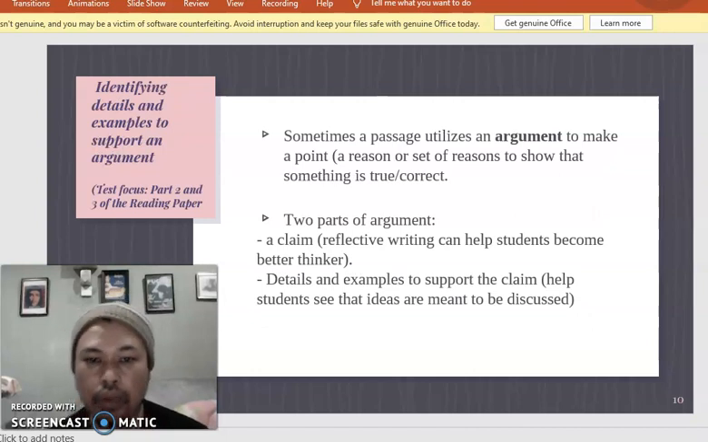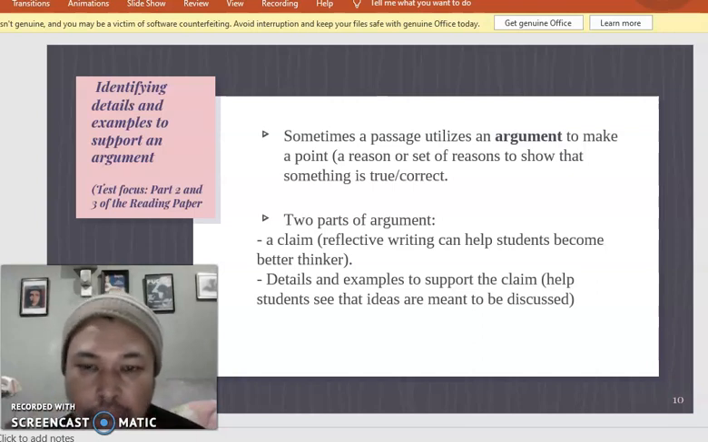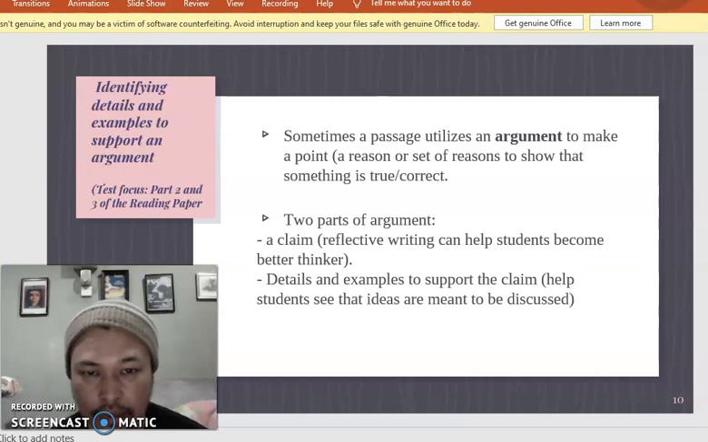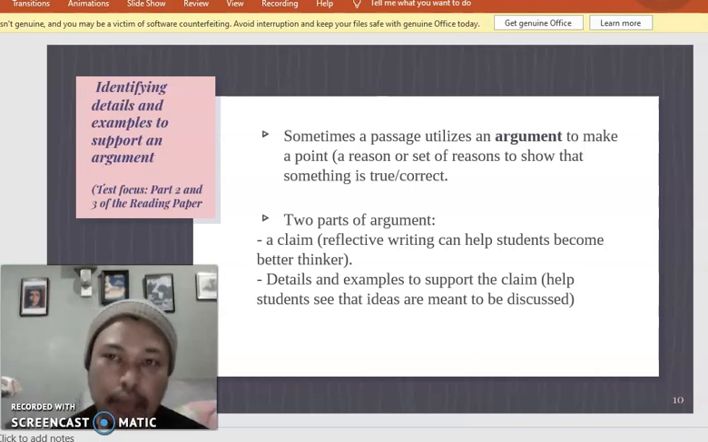Now, continued. Sometimes a passage utilizes an argument to make a point. You see, there's an argument to it, so you should know the argument. Sometimes there is a certain bias by the writer. The writer believes in something, but it doesn't really say so, so you should really analyze. An argument to make a point is a reason or set of reasons to show that something is true or correct. Sometimes it's not stated there, so you have to really analyze it.